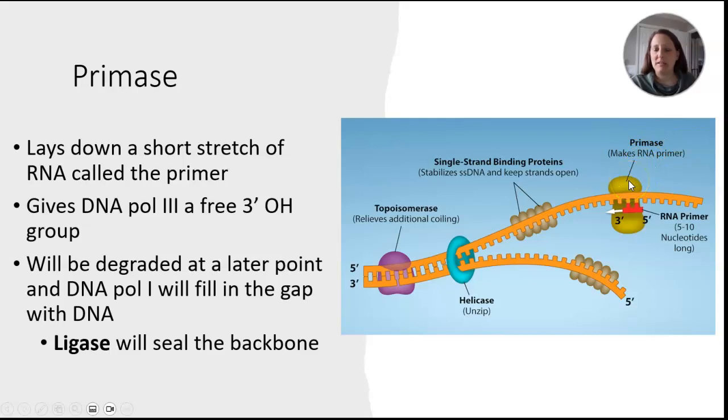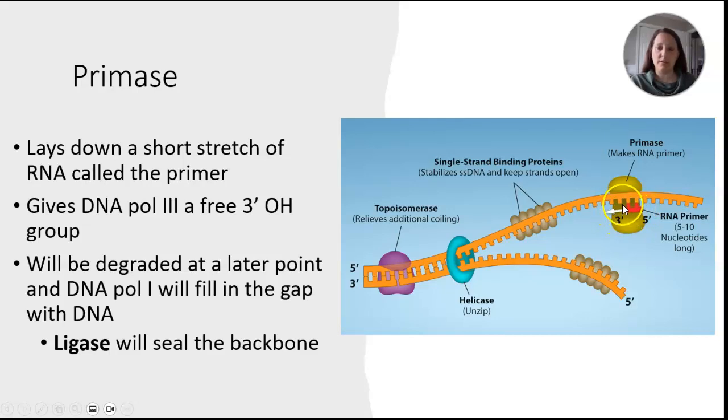And so what primase is going to do, it's going to bind to the single strand of DNA, read the bases, and lay down a short stretch of what we call RNA primer. This RNA primer is going to be relatively short, only about 5 to 10 nucleotides in length. And it's laid down in the 5' to 3' direction.